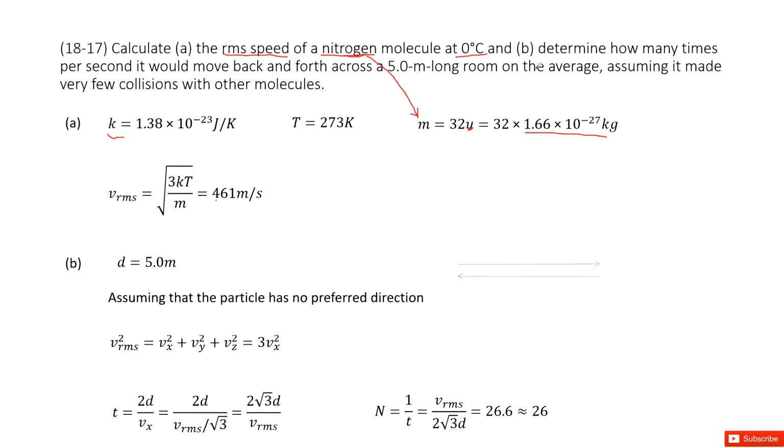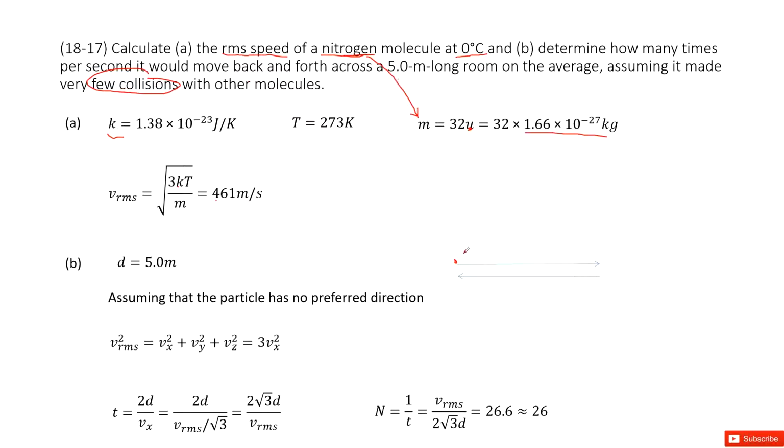The next one is to determine how many times per second it would move back and forth across a 5-meter long room on average, and assume it made very few collisions. So what does it mean? Very few collisions. That means no energy change, right? So the molecule moves back and forth very smoothly. The speed is just kept constant, not changed. This is what very few collisions tells you.